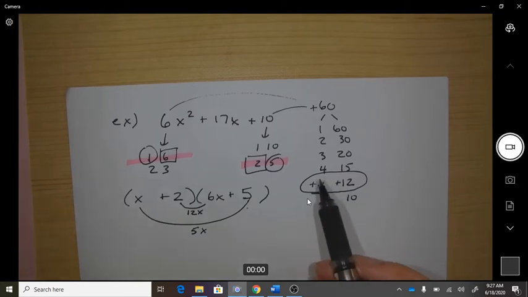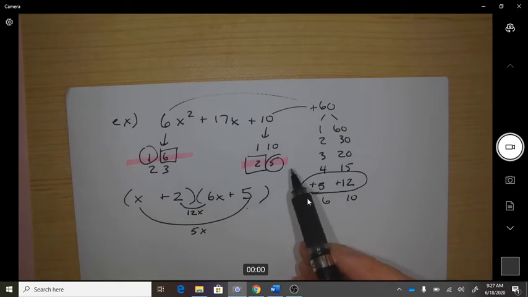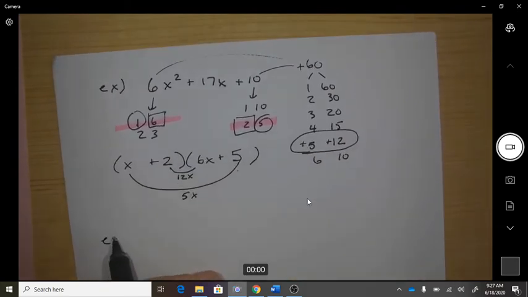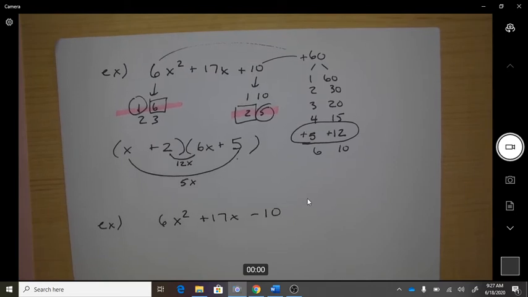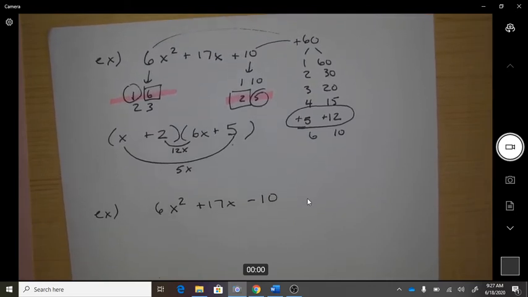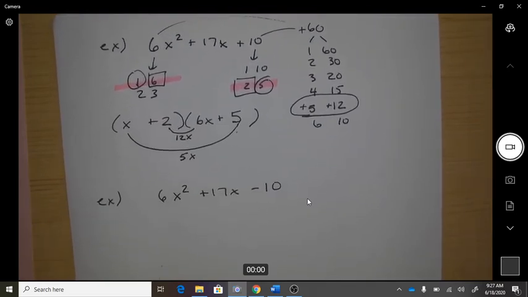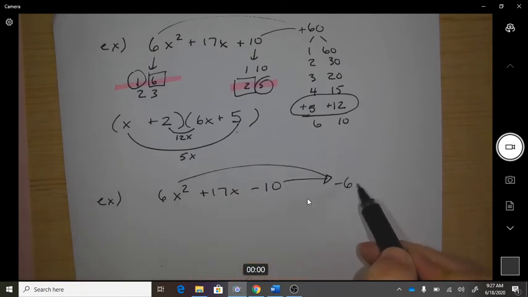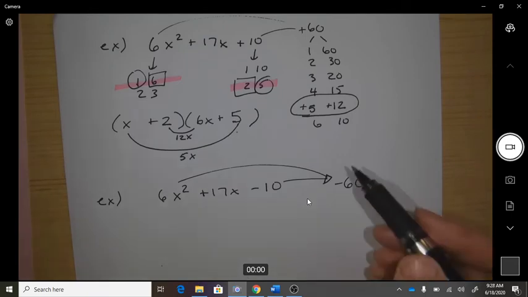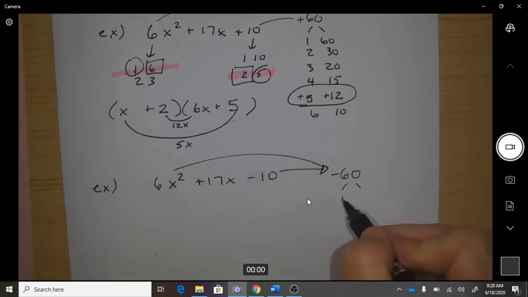Okay, I am going to try this one again, but I'm going to change something on you. Okay, so what did I do? I changed this. So this is negative. So when I loop that, that's a negative 60. Okay, and I have all my multiples, so I'm just going to write them again.